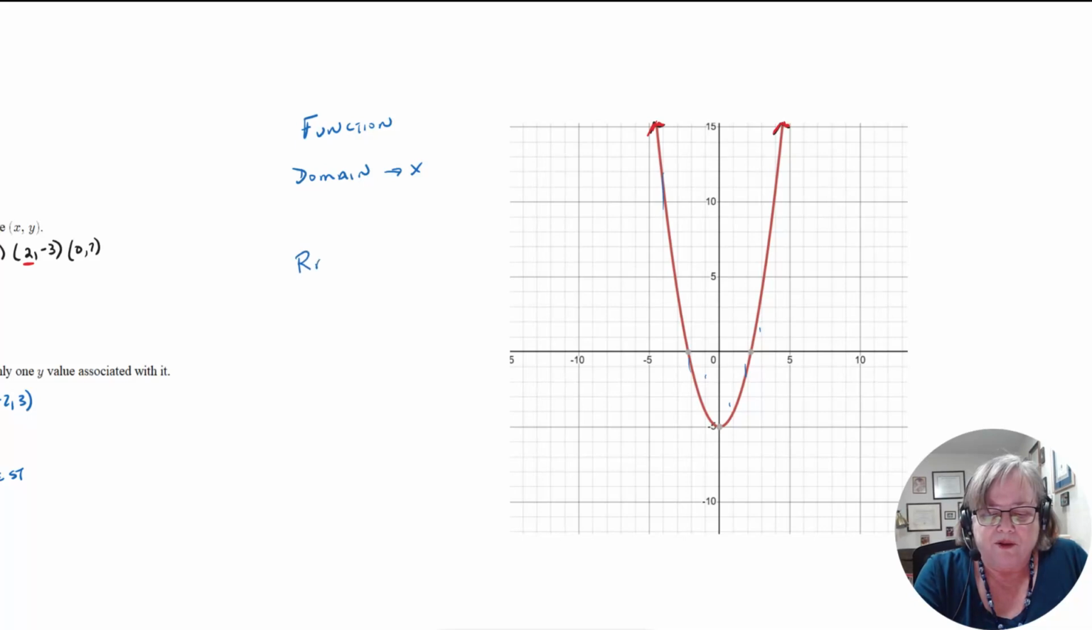And the range is a one-word summary of, can you describe to me what y values are associated with this function? And it doesn't have to be a function. It could be not a function. But in this relationship or in this function, what are the values of y that you're going to see? All right? And there's several ways to answer this.